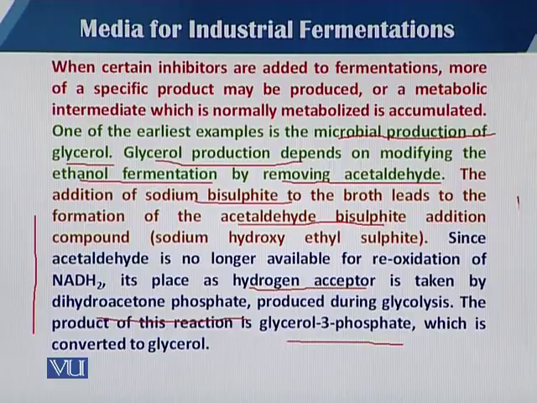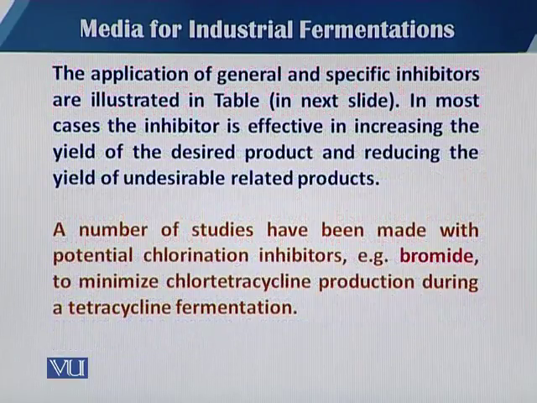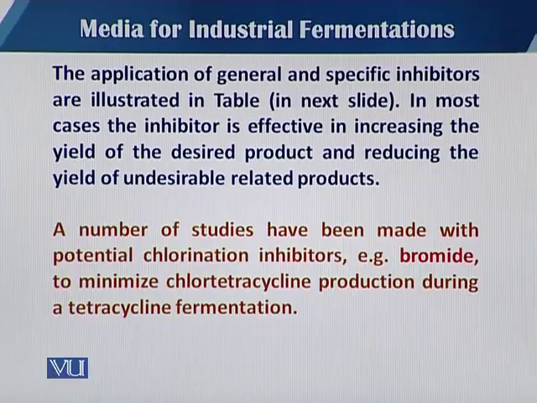So inhibitors and precursors are the regulators, we can say metabolic regulators for the fermentation process. Actually, the fermentation process is a chemically governed process using different microorganisms. We are controlling the metabolic pathways of the specific organisms which we are using during the fermentation process. The application of general and specific inhibitors is illustrated in the table in the next slide. In most cases, the inhibitors are very effective in increasing the yield of the desired product.